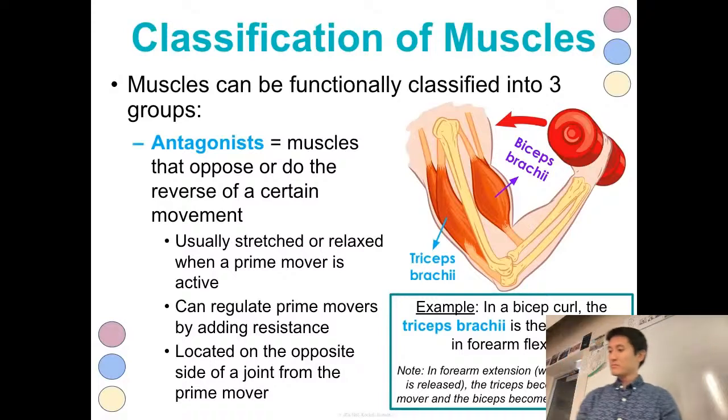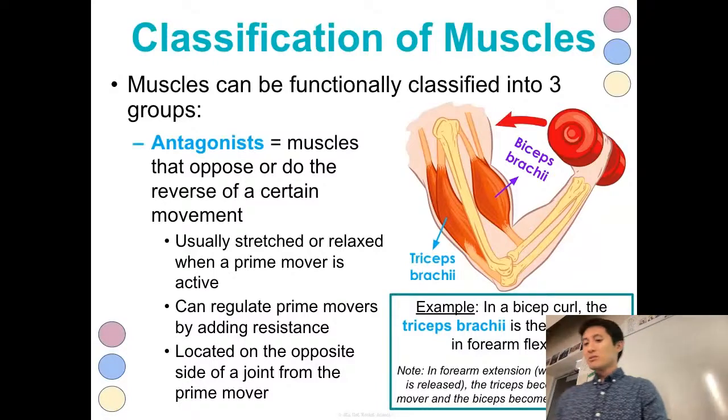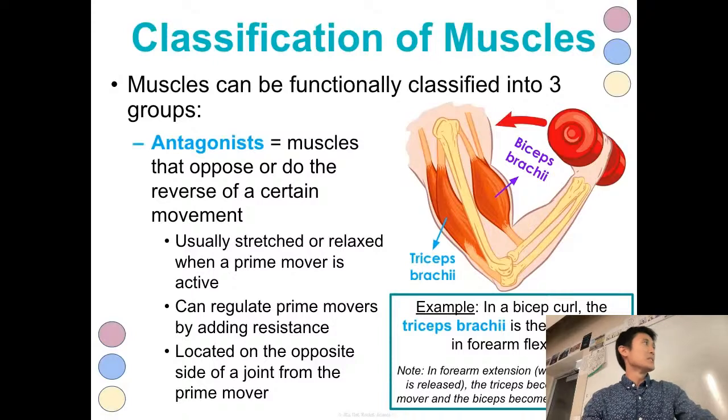Or not contributing, but they're like additionally helping. Okay, finish up in 5, 4, 3, 2, and 1.